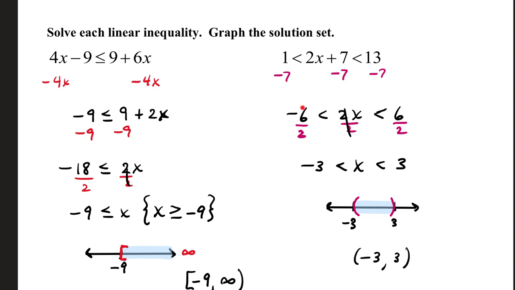1 minus 7 is negative 6. That leaves us with a 2x in the middle. 13 minus 7 is 6 on the right. To isolate x, we divide by positive 2, so that leaves negative 3 less than x less than positive 3.